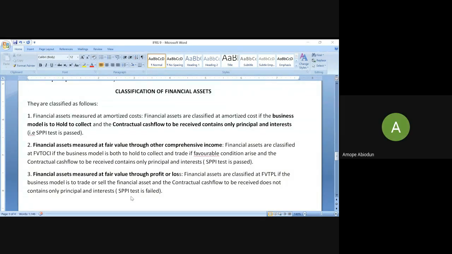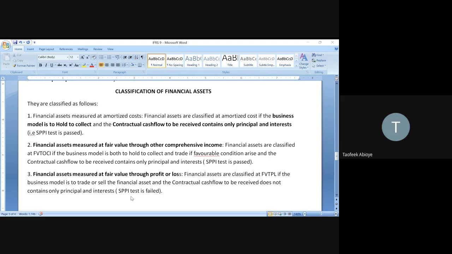I did not know why it is like that, though. That is what is showing on the screen now. So that's the question I thought you would ask me. Because sometimes you hold to collect, but what happens when the SPPI test is now failed? So the standard says whenever the SPPI test is failed, you must classify that as fair value through P or L. Thank you, sir. You are welcome.